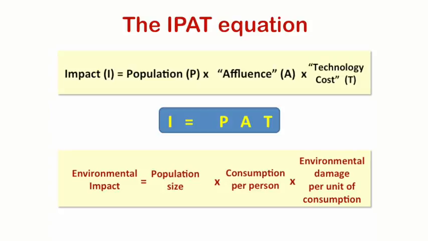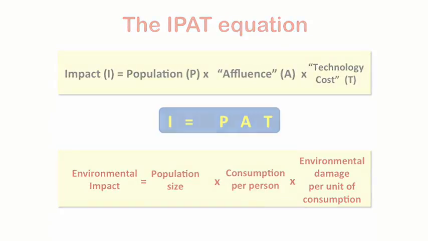The environmental impact is therefore not just due to the size of the population alone. In fact, the other two factors in the equation, A and T, could have a much bigger environmental impact than population itself. However, although the IPAT equation fits with common sense, it has some serious limitations. There are several important shortcomings.